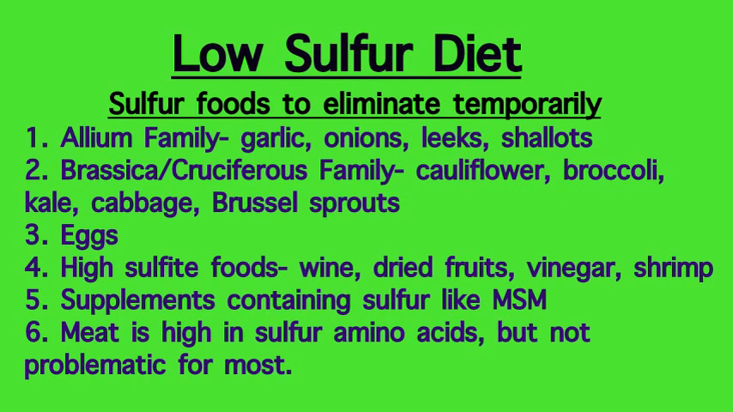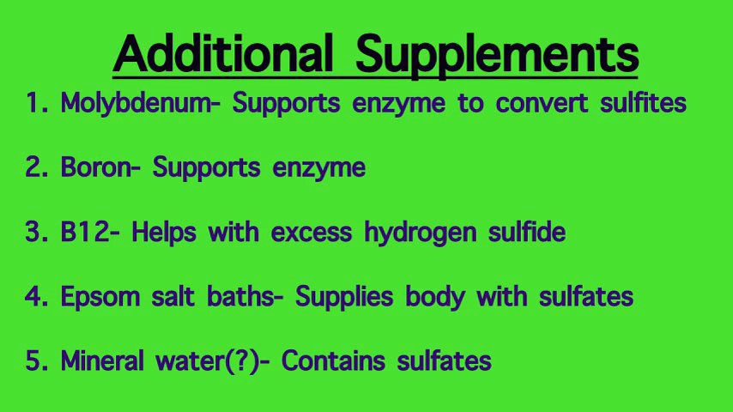And then for the supplemental support, what you want to look into taking is molybdenum, which supports the enzyme that converts sulfites into sulfate; boron, which also supports this enzyme; vitamin B12, which can help get rid of excess hydrogen sulfide; Epsom salt baths, which is going to supply the body with sulfates through the blood, through absorption of the skin. And then another one, which I'm not certain about, but this is something I've been doing, is consuming mineral water, which is going to contain sulfates. The one that I found had the most sulfates was San Pellegrino.